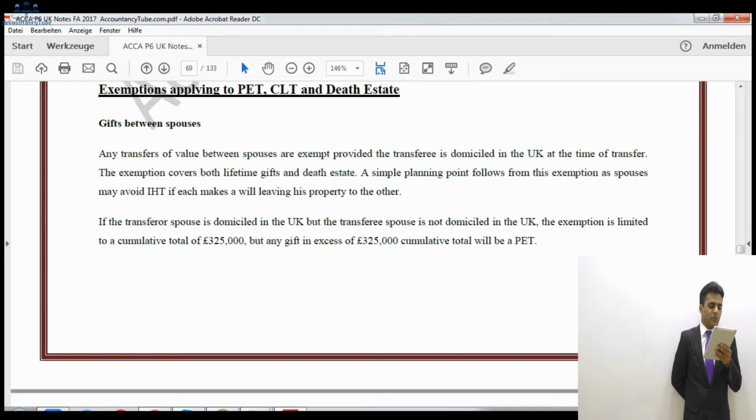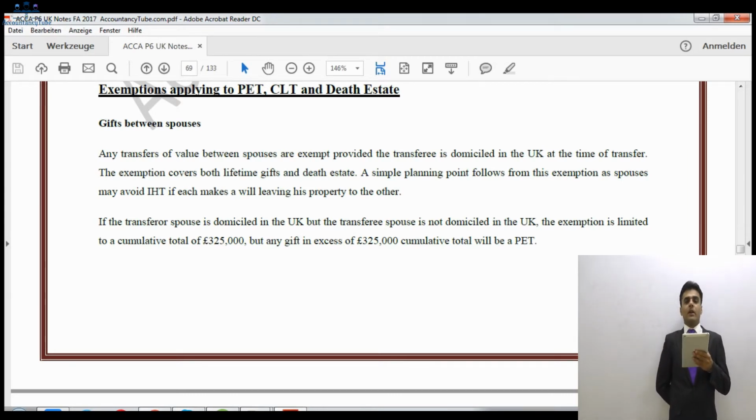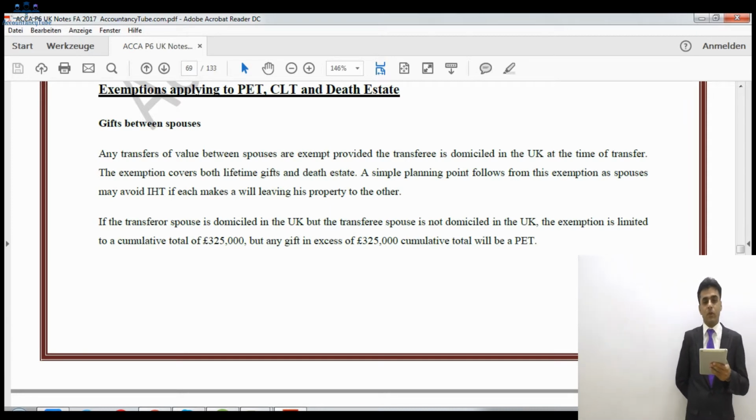Now, if the transferor spouse is domiciled in the UK, but the transferee spouse is not domiciled in the UK, then in that case, the exemption is limited to the cumulative total of £325,000. But any gift in excess of £325,000 will be a potentially exempt transfer. Now, please remember, do not confuse this £325,000 with the nil rate band. Nil rate band is an additional thing. This is an exemption only, and this exemption only applies where the transferee spouse is not domiciled in the UK. Right? Now, they will still get the nil rate band.